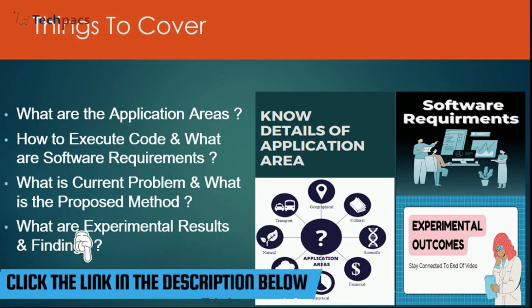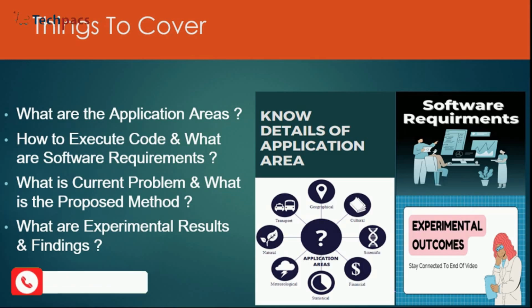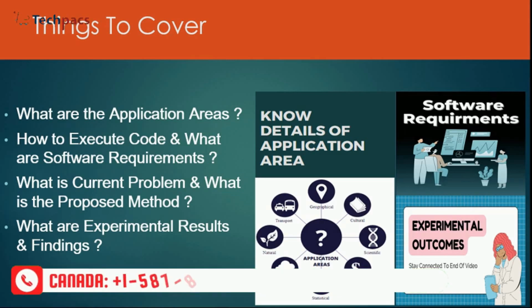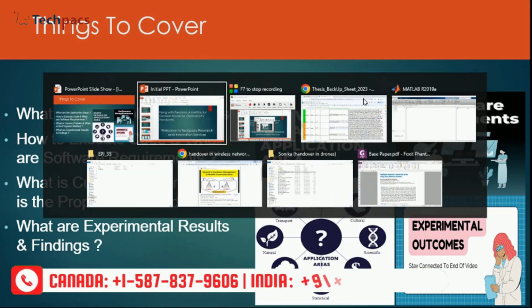Along with that, we will talk about what the current systems are, what problems have been identified in them, and what the proposed method is and how it handles those problems. Finally, the experimental outcomes and findings will be discussed in brief. So let's talk about the application areas.